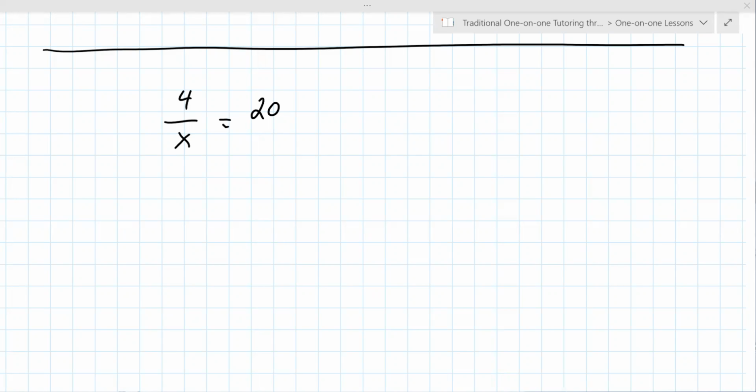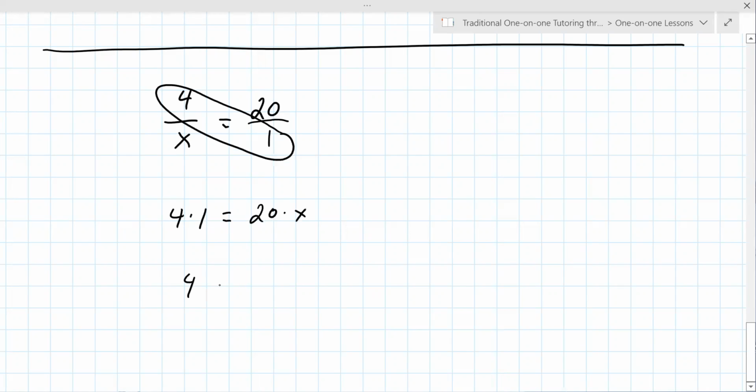That's 5 over 1. It is not 5 over 1. What is 20 as a fraction, Sourish? That's 1. Okay, so you're going to multiply diagonally. What is 4 times 1? That's 4. What's 20 times x? 20x. Now what do you divide both sides by?